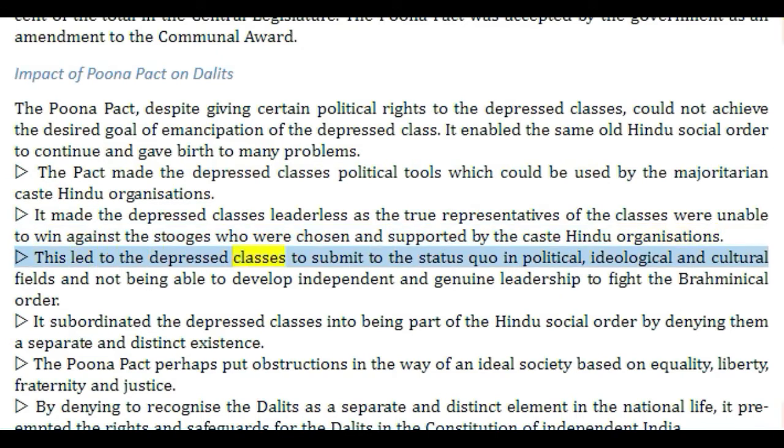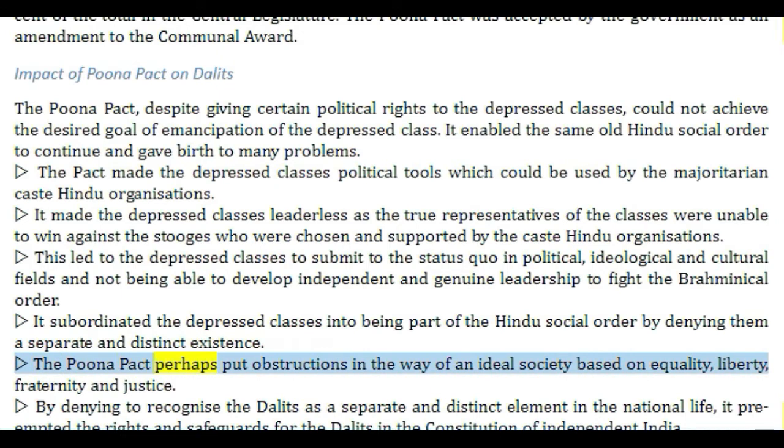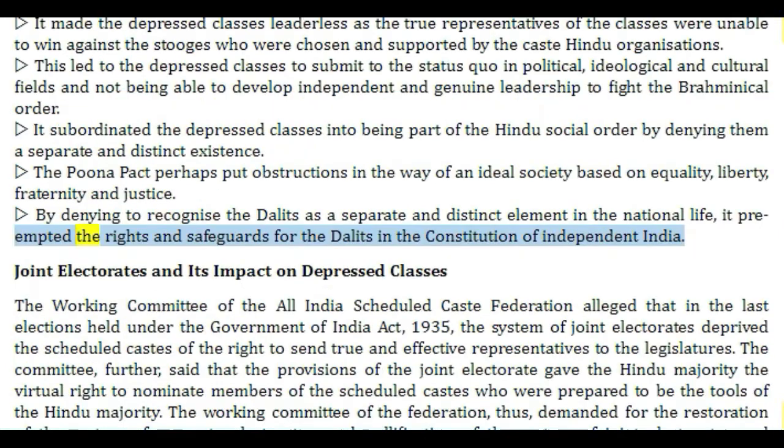This led the depressed classes to submit to the status quo in political, ideological, and cultural fields, not being able to develop independent and genuine leadership to fight the Brahminical order. It subordinated the depressed classes into being part of the Hindu social order by denying them a separate and distinct existence. The Pune Pact perhaps put obstructions in the way of an ideal society based on equality, liberty, fraternity and justice. By denying to recognize the Dalits as a separate and distinct element in the national life, it preempted the rights and safeguards for the Dalits in the Constitution of Independent India.